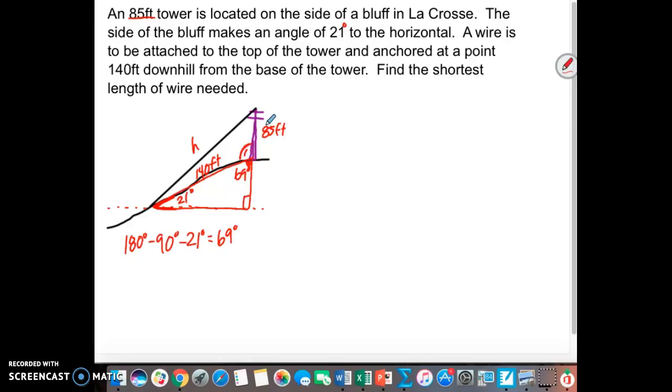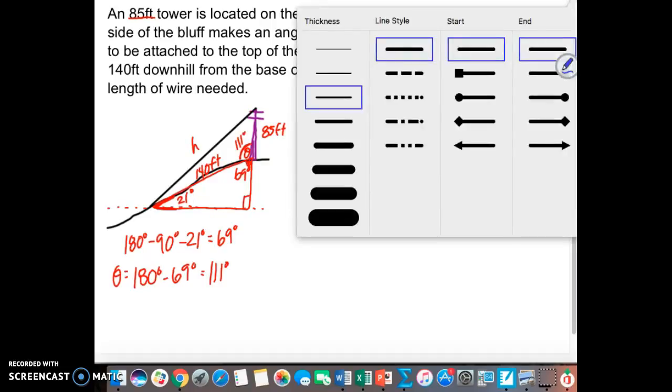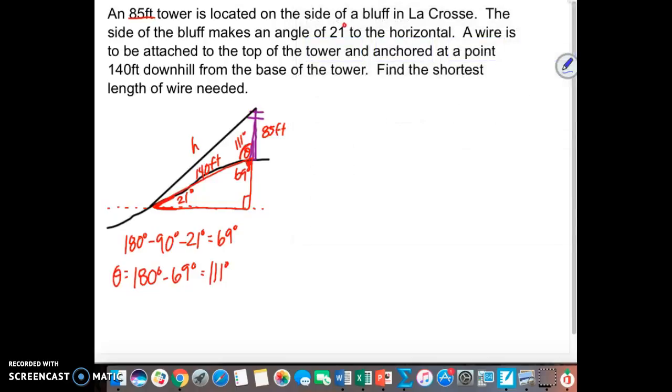So now we label this other angle theta. To find theta, we know theta is equal to 180 degrees minus 69 degrees, because those two are supplementary angles. 180 minus 69 is 111 degrees, so theta is equal to 111 degrees. To make this picture a little clearer, I will redraw a triangle to the right. So we know that this angle measures 111 degrees.